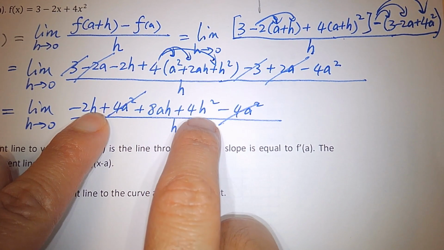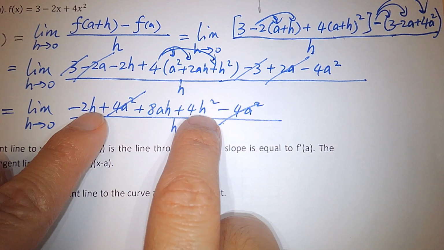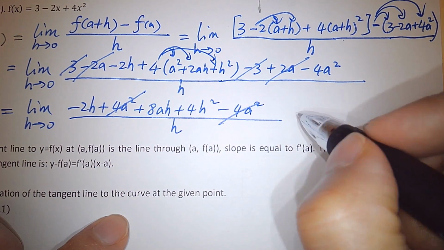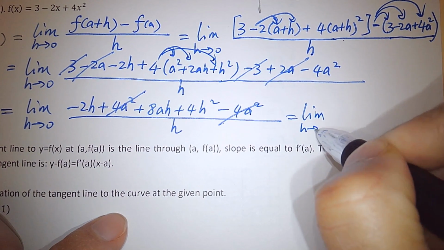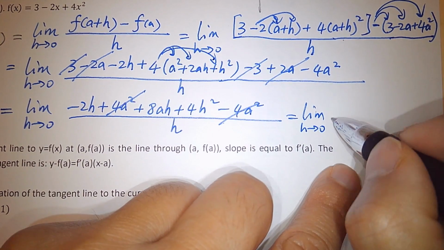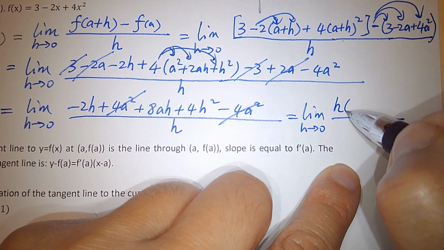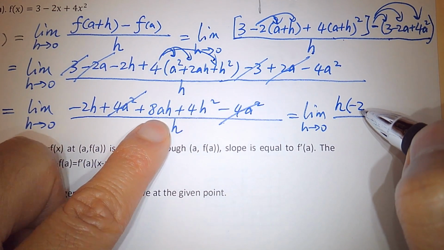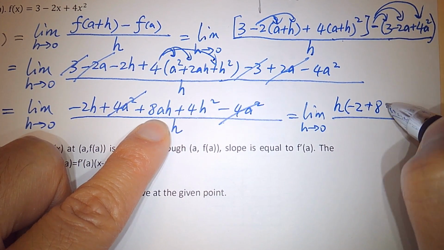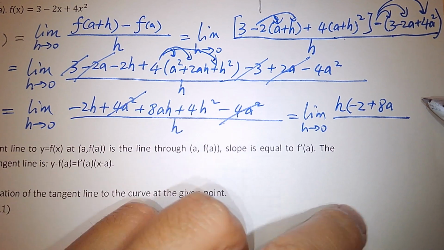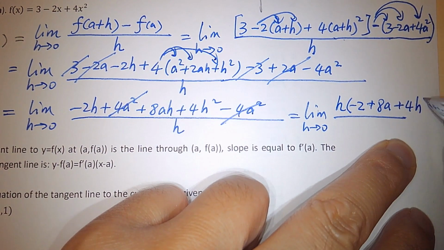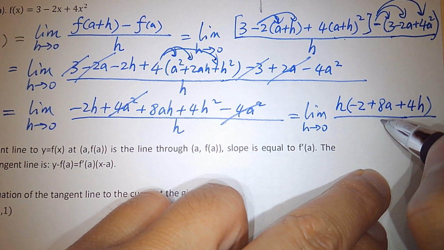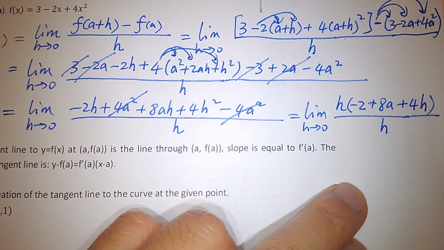Every term from the top has a common factor h, so I factor the h out. As h approaches 0, on the top we factor h out. It gives us negative 2 plus 8a and plus 4h, divided by h.